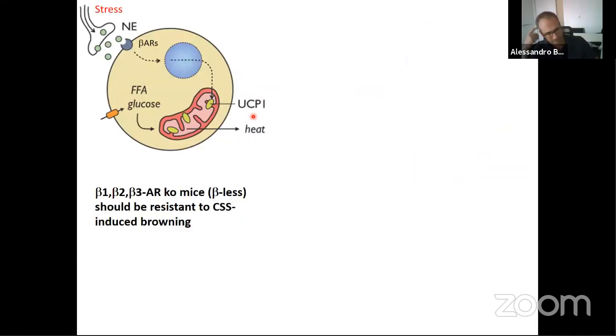And this goes back to the simplistic view that a lot of us have and use in a number of papers. That is, sympathetic nerves secrete norepinephrine, which activates beta-adrenergic receptor, and then the cascade with free fatty acids and UCP1 and heat. If this was the full story, then beta-less mice, which lack beta-adrenergic receptors, should be resistant to stress-induced obesity. If all the story that I've been telling you so far is correct, stress elicits sympathetic activation, and it's all mediated by beta-adrenergic receptor, they should not respond.